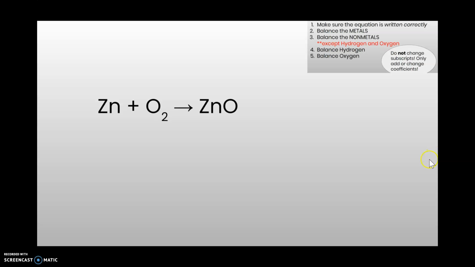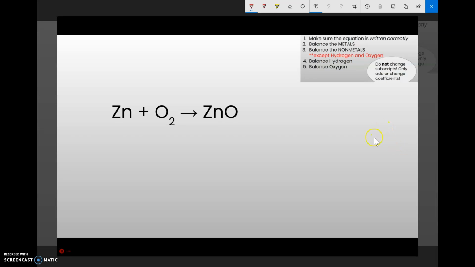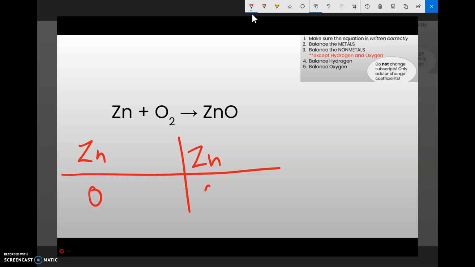Okay, this is number 4 on page 4. Okay, this is zinc plus oxygen makes zinc oxide. So let's go ahead and write down a little chart again. It's nice when we only have 2 elements because it's not so crazy. We'll make this one look Christmassy. Okay, on this side, reactant side, we have 1 zinc. Product side, we have 1 zinc.